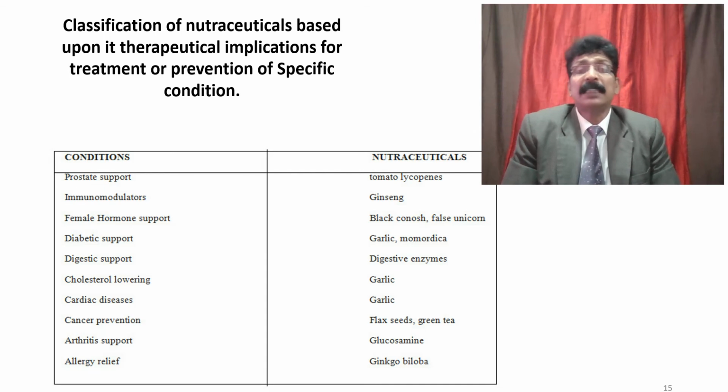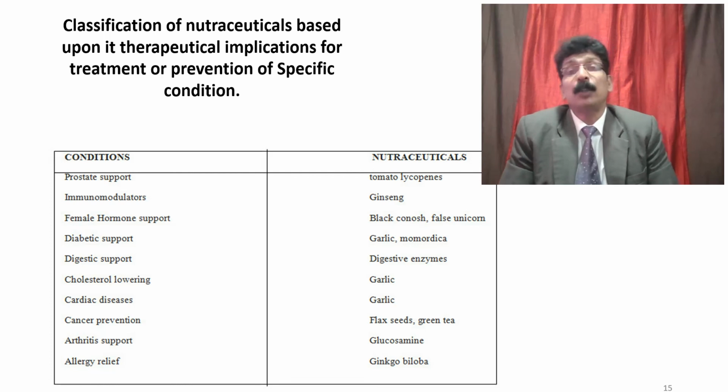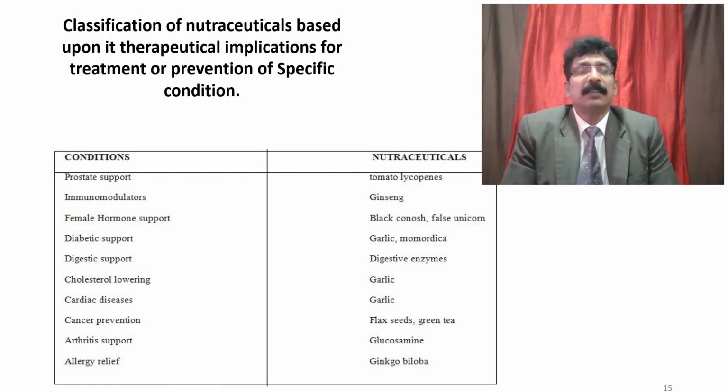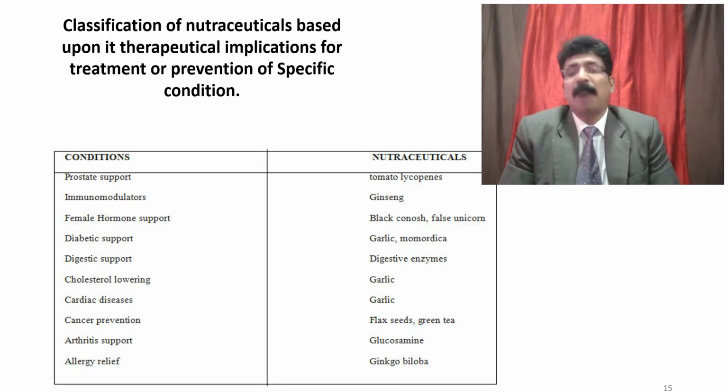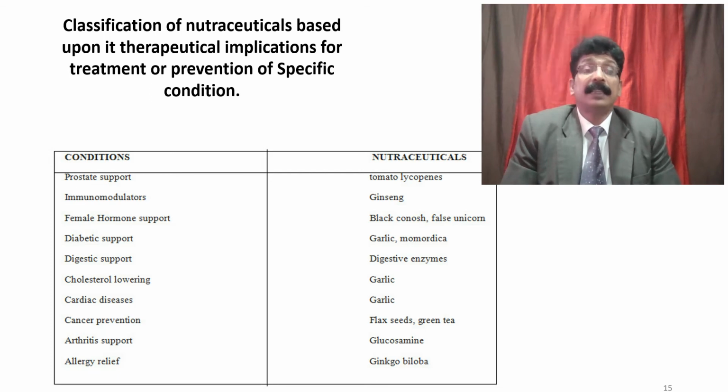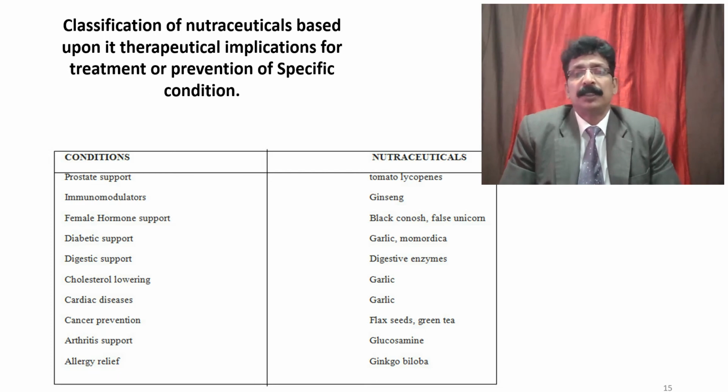Diabetic support can be done by garlic and momordica. That is even moringa. There are many other plants. Digestive support, digestive enzymes. Cholesterol lowering, garlic. That is cardiac disease, garlic, and cancer preventing, flax seeds and green tea. Arthritis support, glucosamine, and allergic relief, ginkgo biloba.